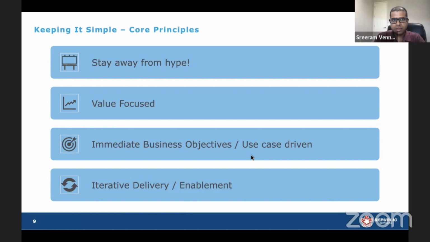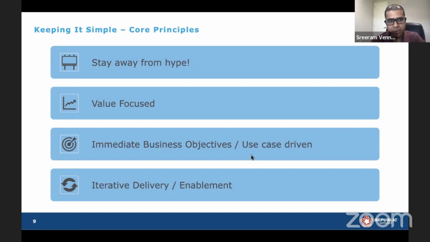The first one is staying away from hype. What that means is there are a lot of buzzwords, new things that come up these days, right? Be it ChatGPT, or it used to be big data in the past. There is data fabric. There is something or the other that comes up every day. So the focus is not to be influenced by the hype or the new flashy tool in the market.